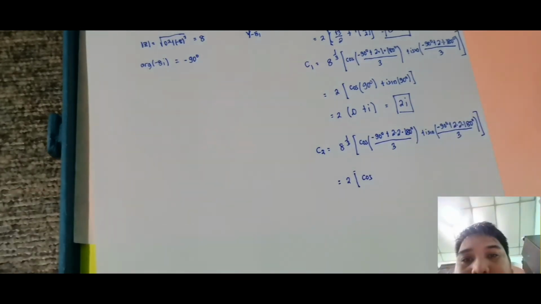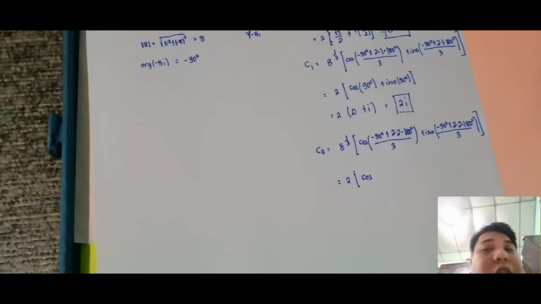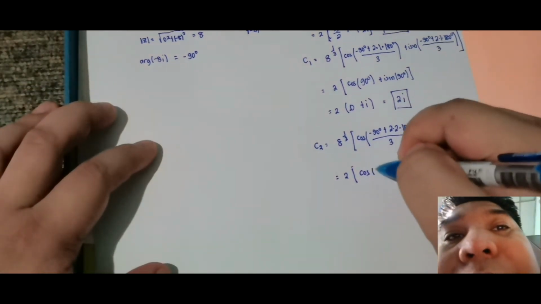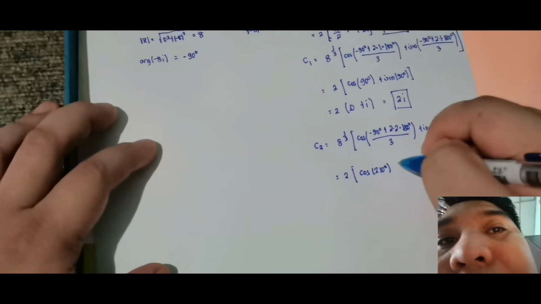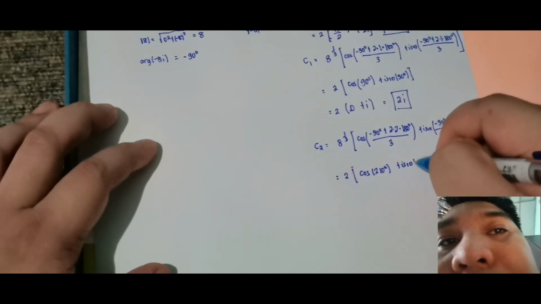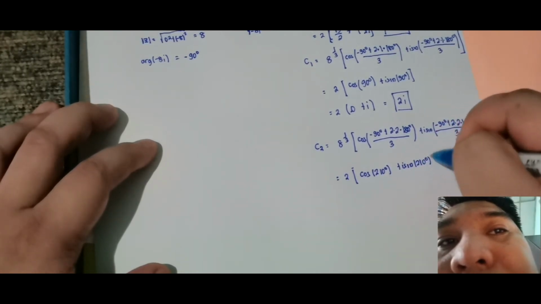So solve lang. That is 2 times 180, okay, minus 90 degrees divided by 3, that is, sorry, mali, ulit ko lang. 4 times 180 degrees minus 90 degrees, okay, divided by 3, 210. So this is 210 degrees. This is cosine 210 degrees plus i sine ng 210 degrees.